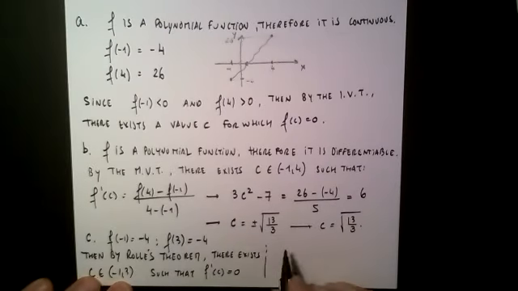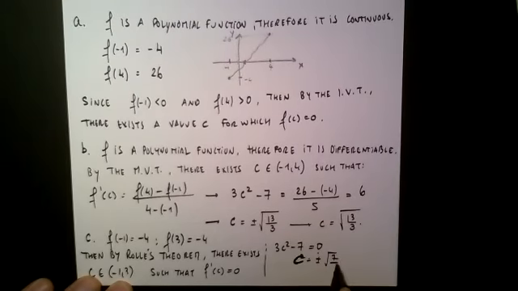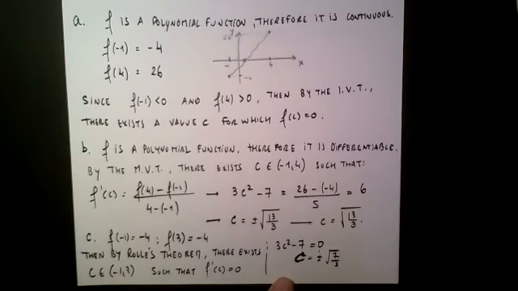Okay, so let's find the C. f prime of C, the derivative, 3c squared minus 7, is 0. And so C is plus or minus the square root of 7/3. And again, the minus won't work. So C is the square root of 7/3. This is the value of C.